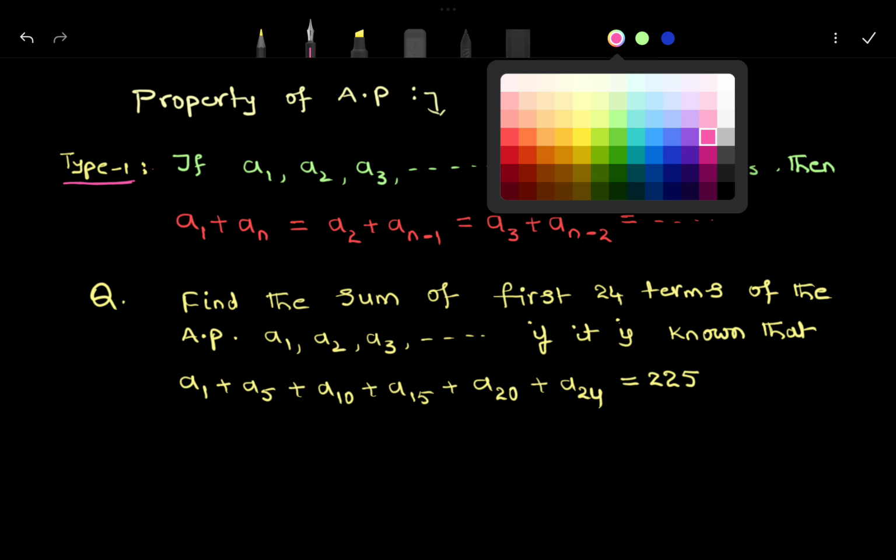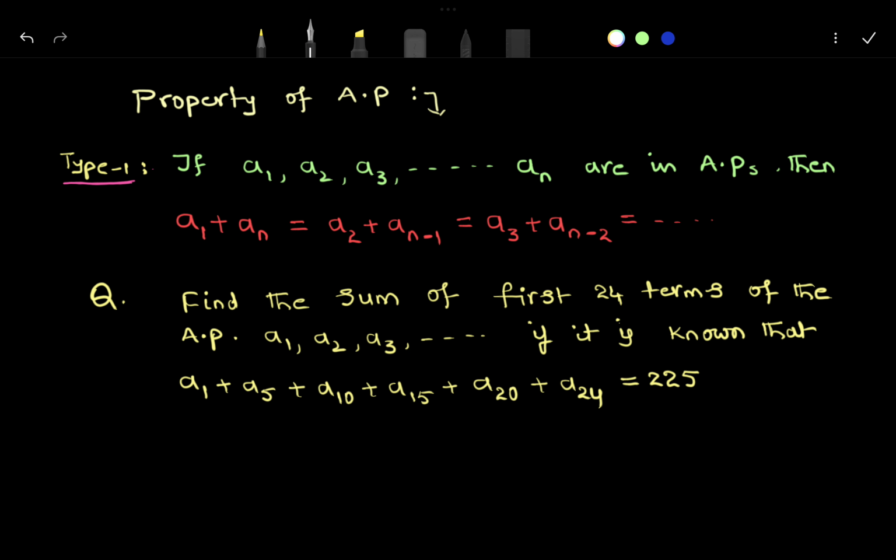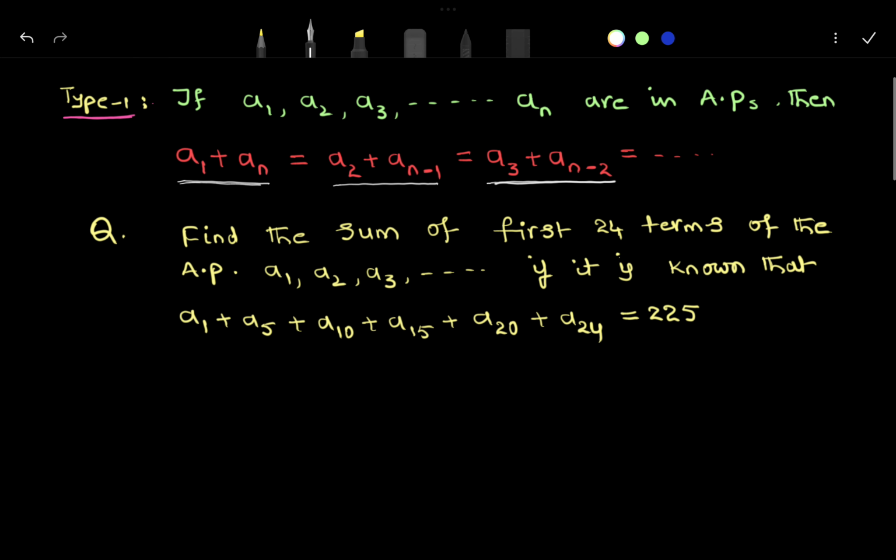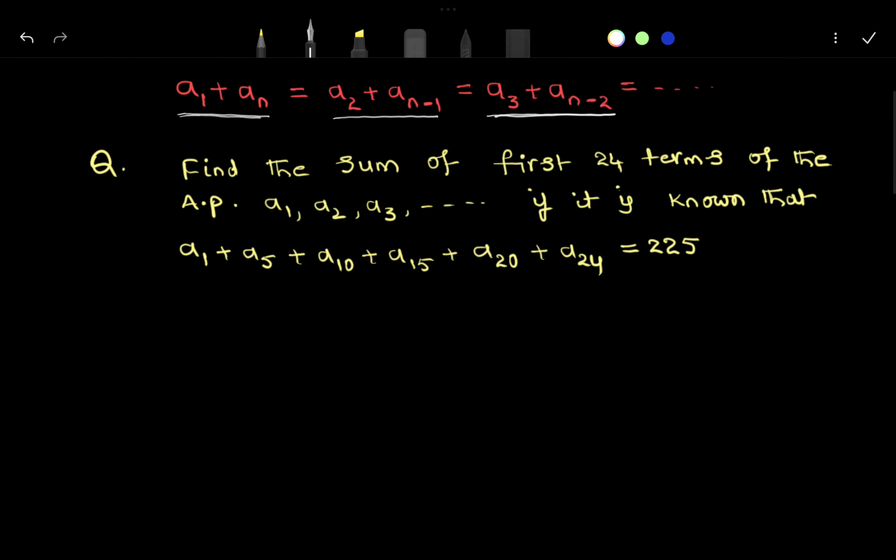Here, by observing a1 plus an, the sum of the first and the last term will be equal to the sum of the second term from the beginning and from the ending, which will be equal to the sum of the third term from the beginning and from the ending. So all of them should be equal. By using this property, you can solve one of the most important questions in Mains level and Advanced level.